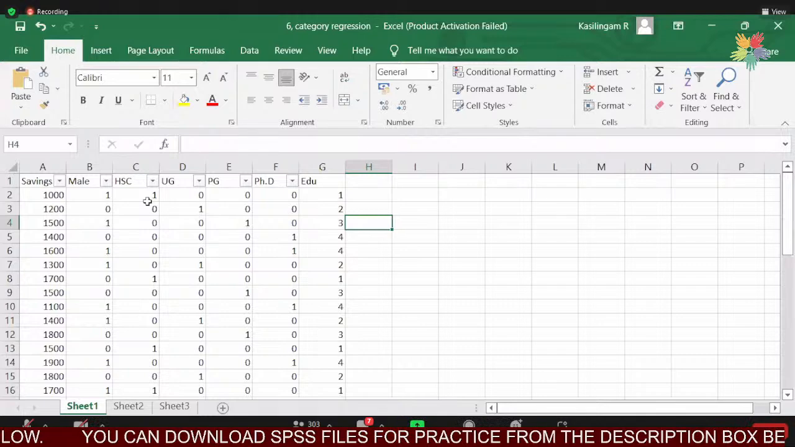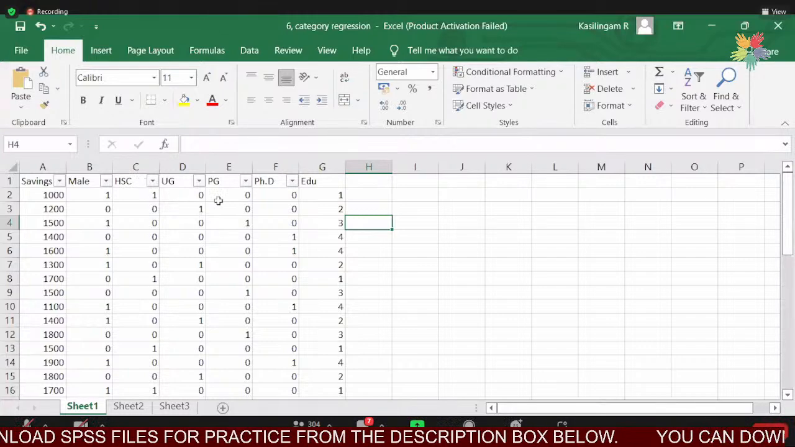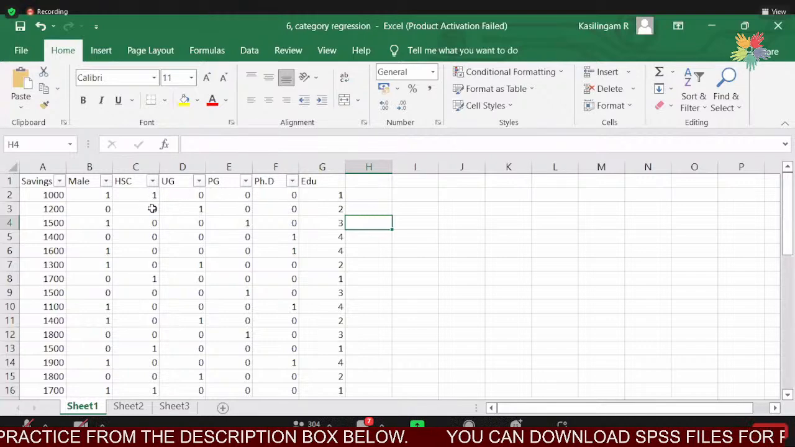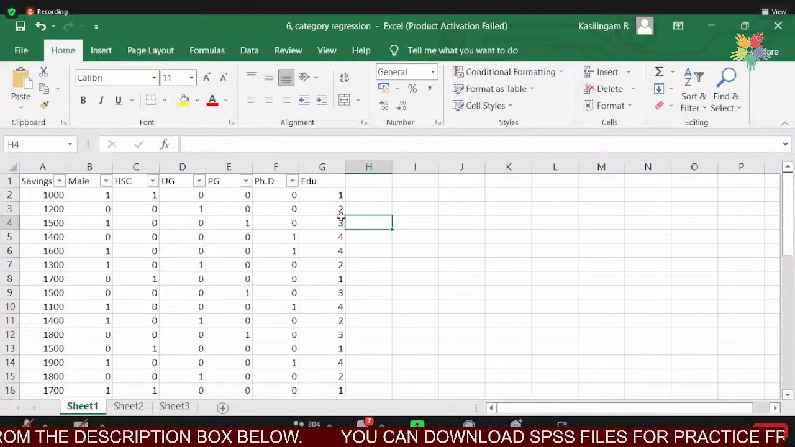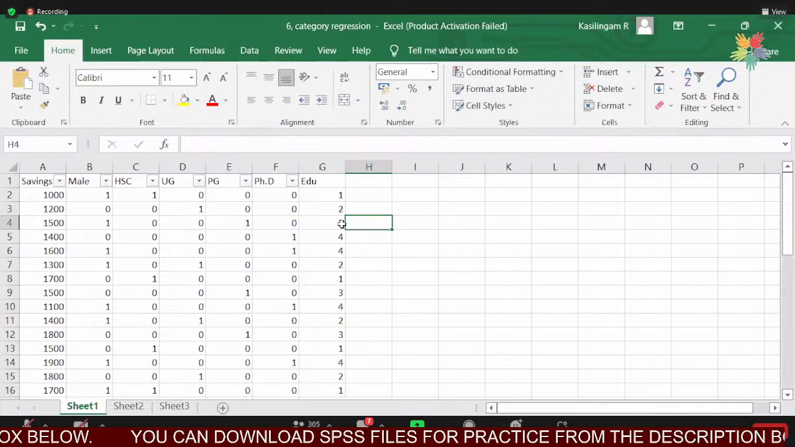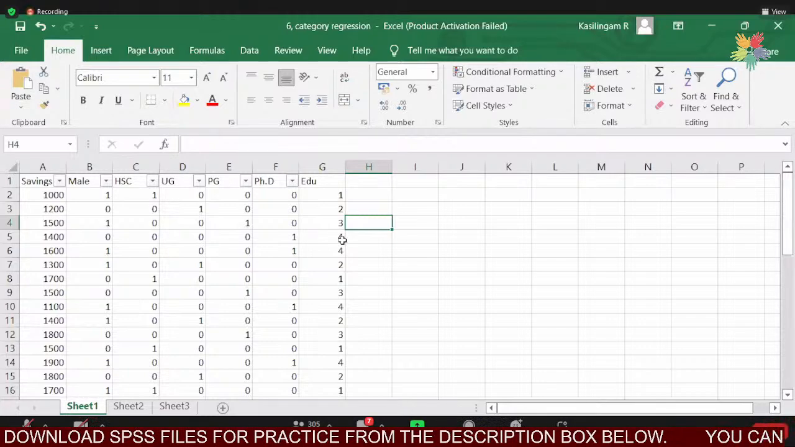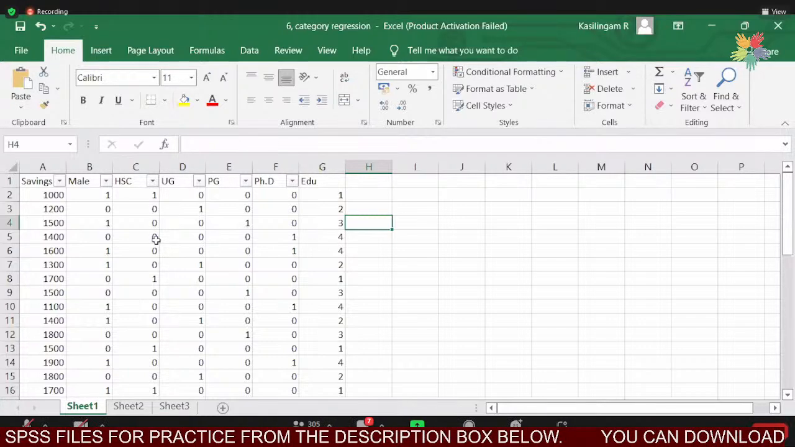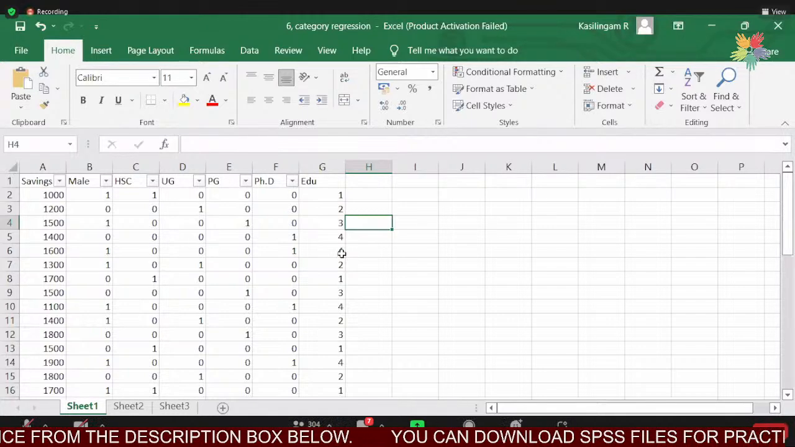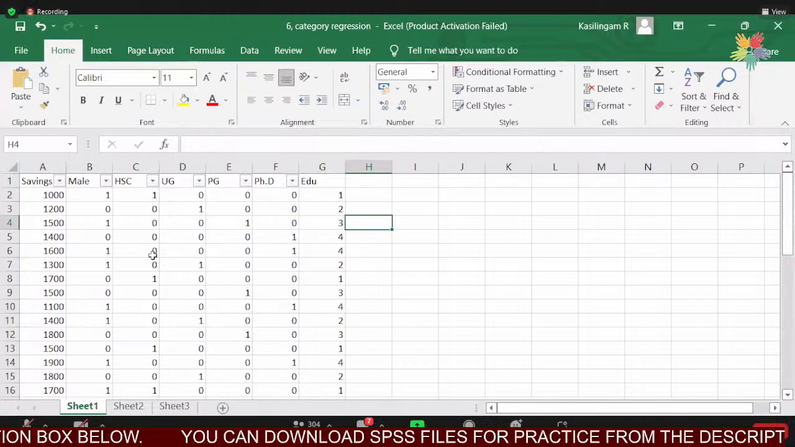Now look at this one, the HSC dummy, how I created it. The first is 1, which means he is HSC, so I have put 1. The second person is 2, which means UG qualification, but not HSC, so 0. 3 is a PG qualification, so 0. The fourth, which is a PhD qualification, 0. Like that it goes on. This is again a 4, which means PhD qualification, so 0.